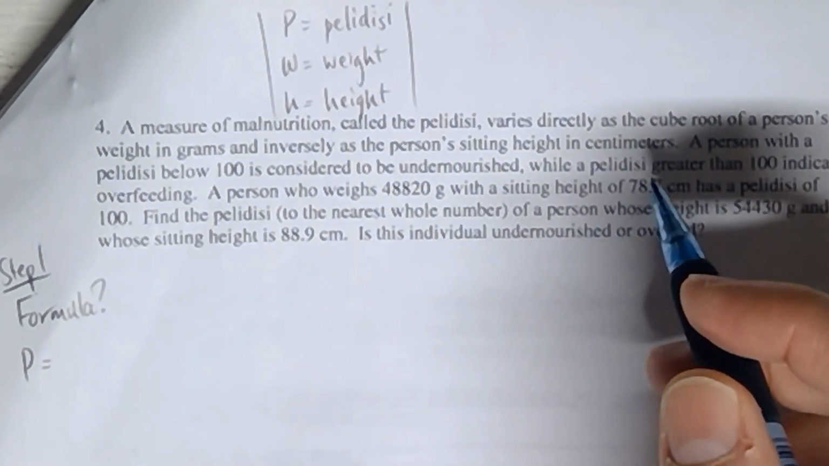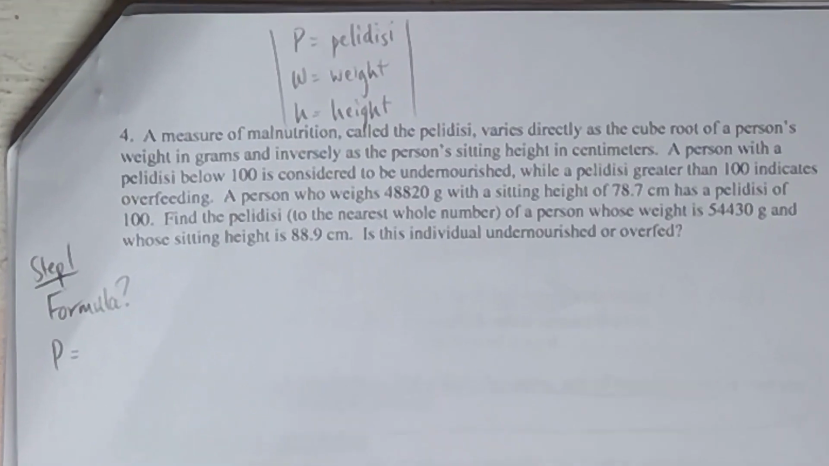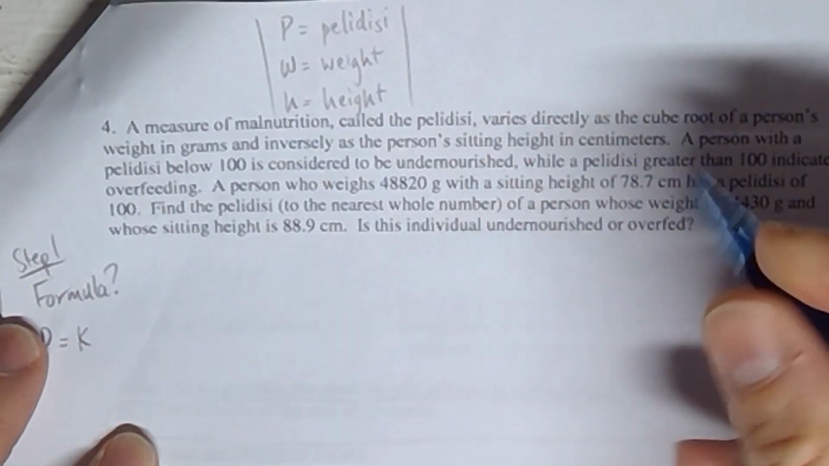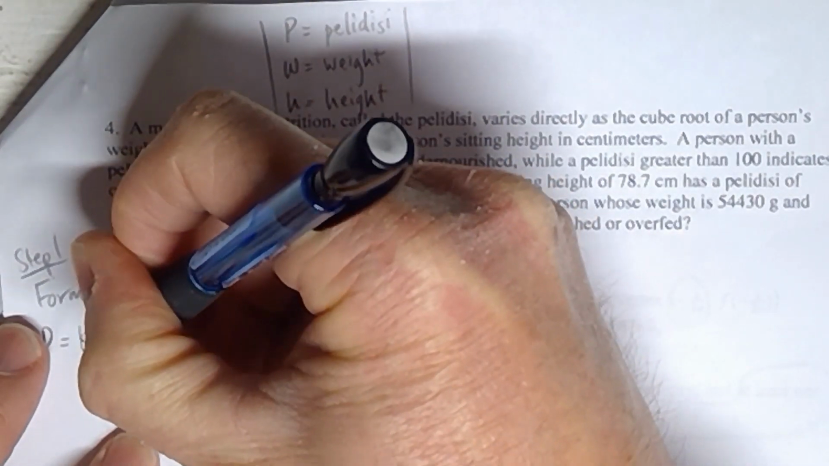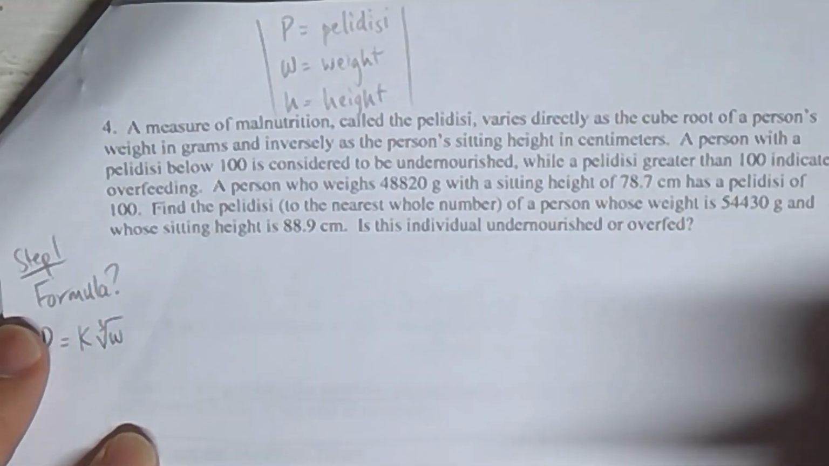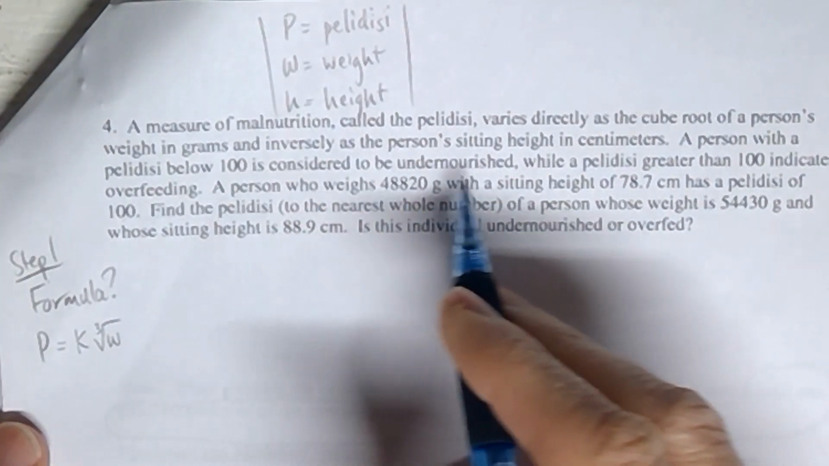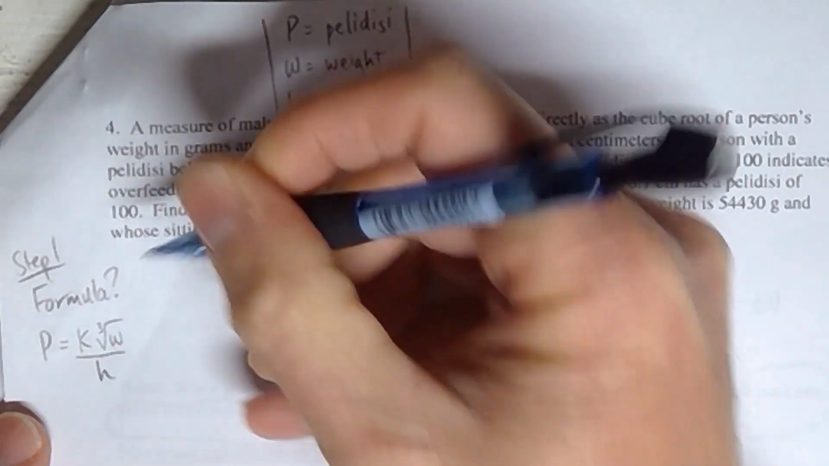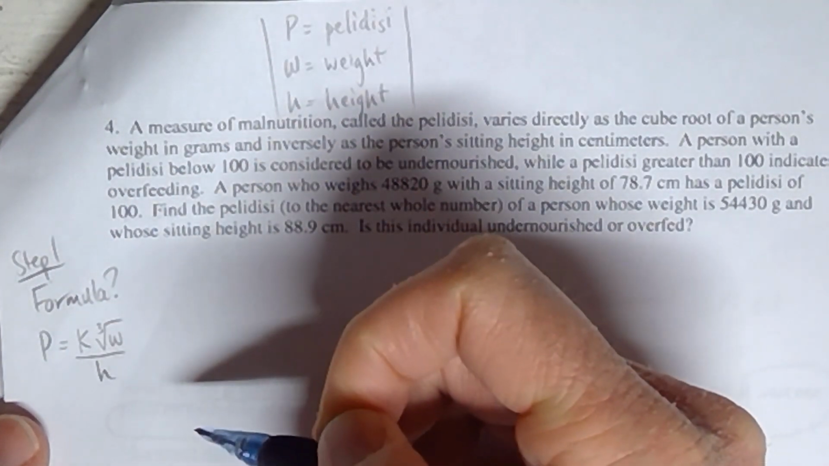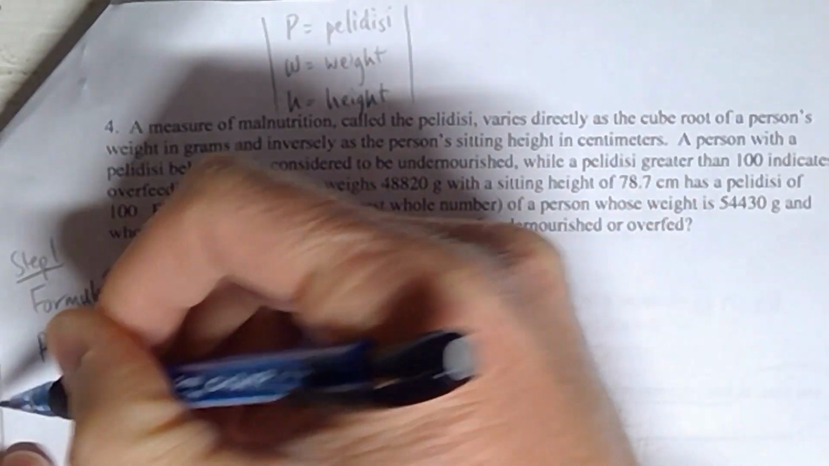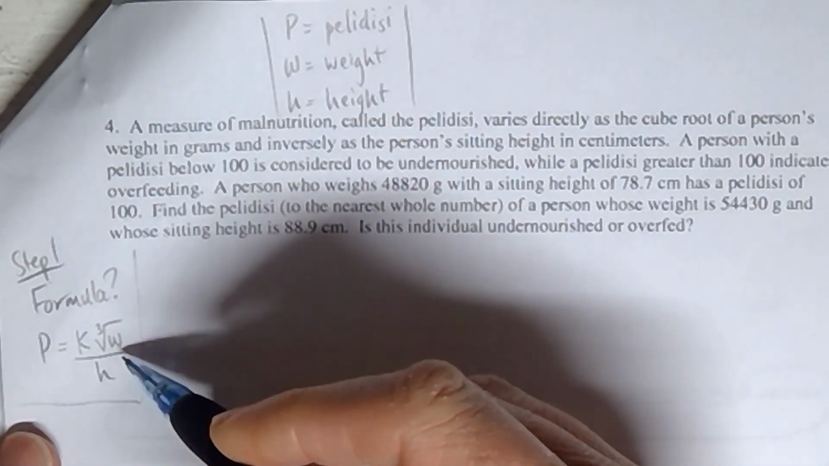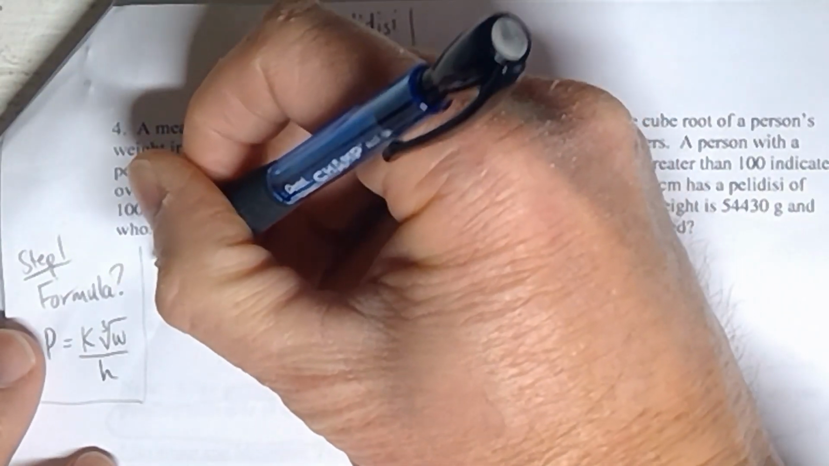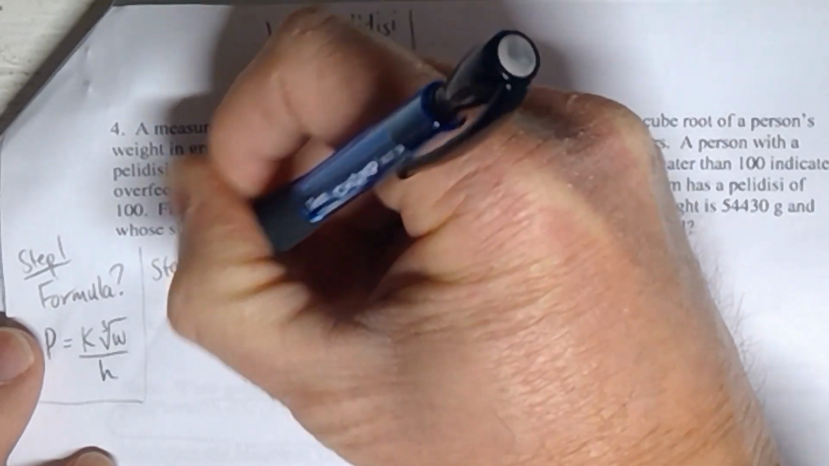Then it says it varies directly as the cube root of a person's weight. So we're going to say k, and then varies directly means times the cube root of the weight, the cube root of w. But it says and inversely as the height. Just like we saw on the front of the worksheet a moment ago, it means we're going to divide by h at the same time. So multiply by the cube root of w because that varies directly. Divide by h because that varies inversely.